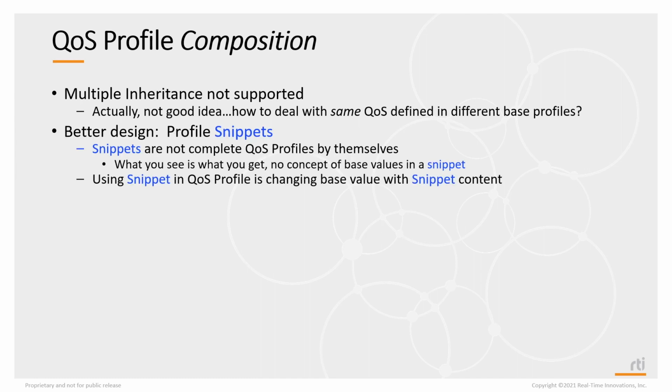A better design is using profile composition, and this is done by using what is known as profile snippets. Profile snippets are not complete QoS profiles in and of themselves. What you see is what you get. It's as if you're copying the content of that snippet directly into your profile. And then when you're using that snippet in your QoS profile, you're just changing the base value that the profile starts with to the snippet content.